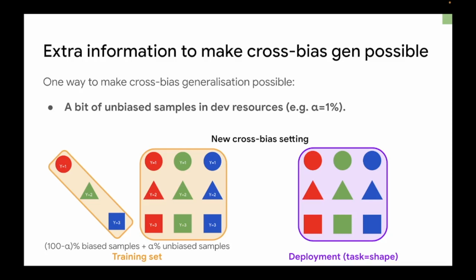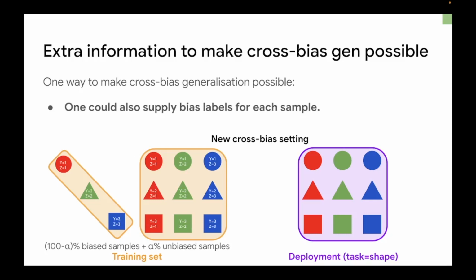So how do the training and deployment settings look then? In the training, you're going to have the majority of biased samples with a small amount of unbiased samples, indicated by alpha %. For example, alpha equals 1%, so you're going to see a very small amount of unbiased samples, and the rest of it is perhaps just biased samples, the diagonals. This is a more realistic setting where you can probably do something about it to solve the OOD generalization problem.